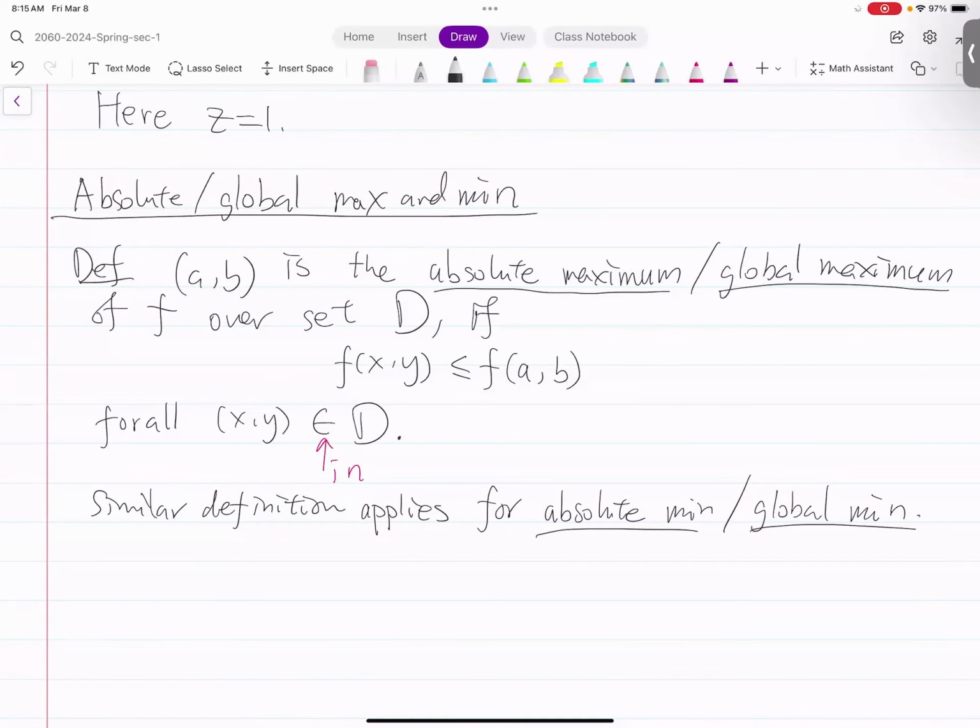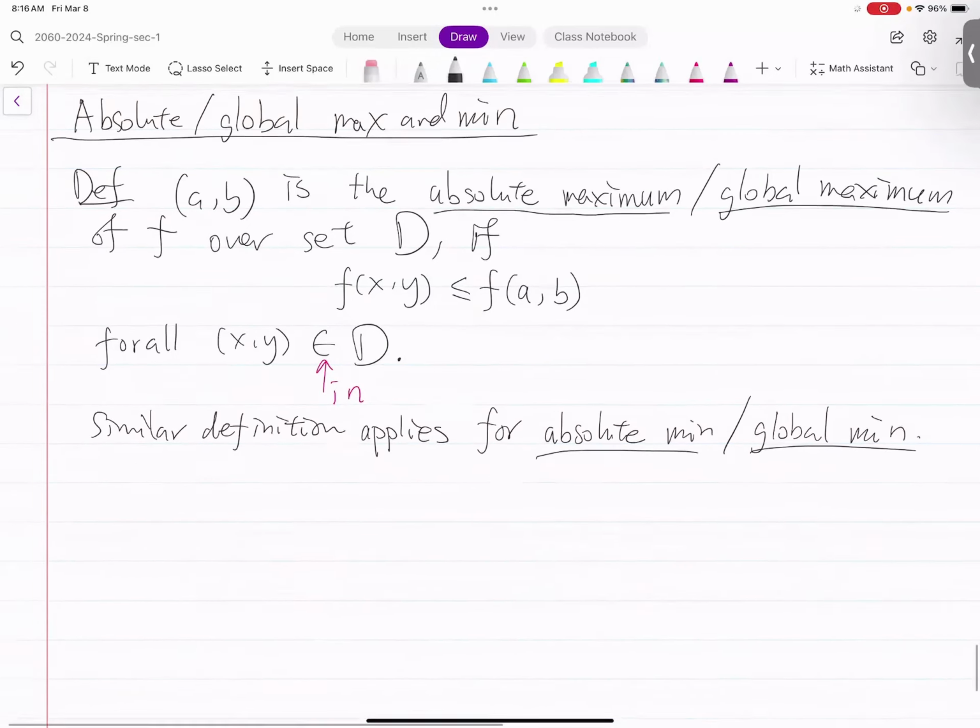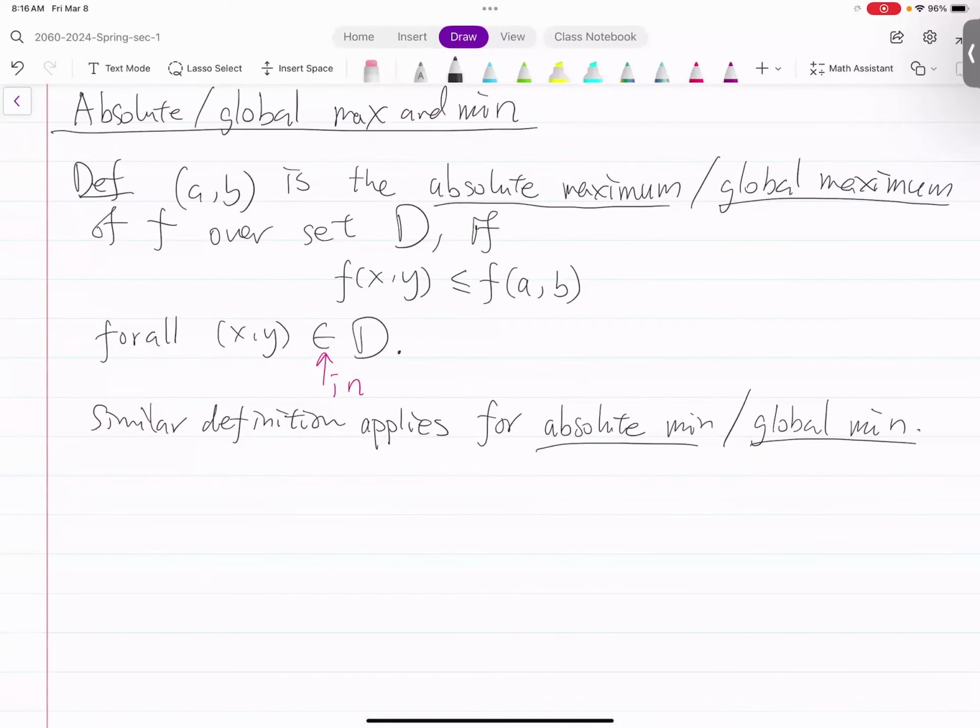So here we realize that for an absolute or global maximum, we need it to be the maximum output possible in the entire domain, or in the entire set D. So when we look for the absolute maximum, we want to look for the critical points, and also we want to study the boundary. That's really similar to Calc 1, where we calculate all the critical points, and we also look for the endpoints of the intervals, and then we compare. So those are exactly the similar steps.